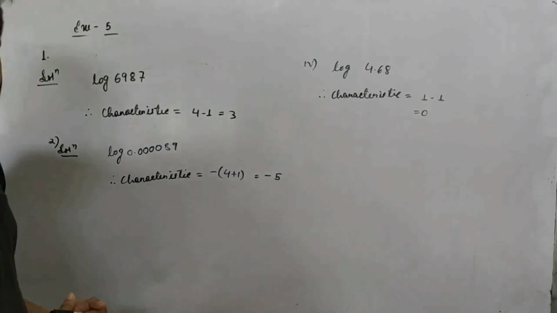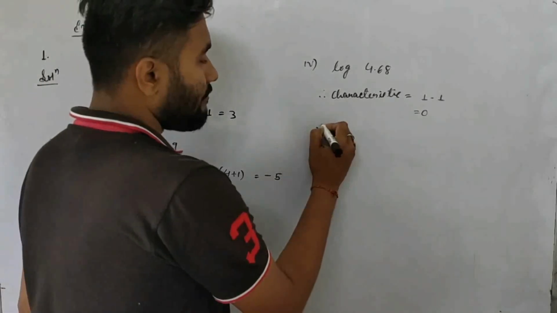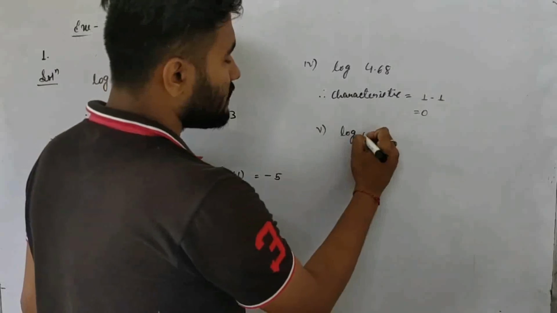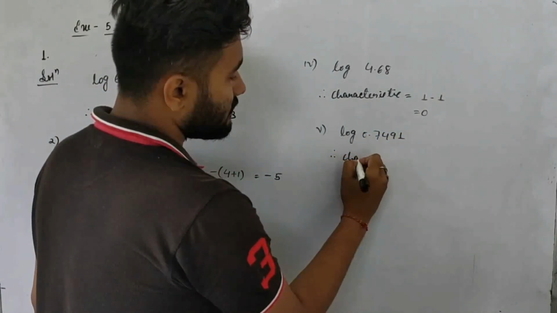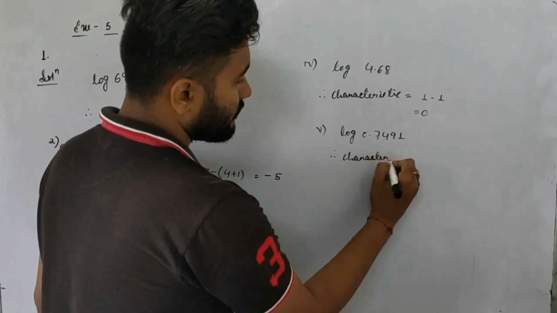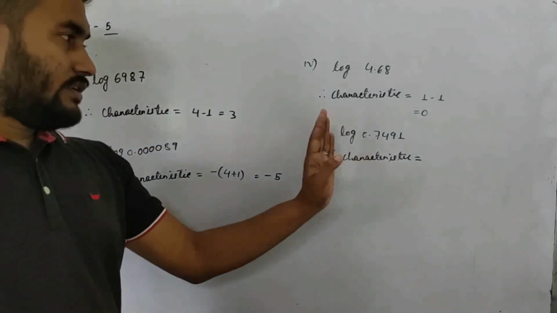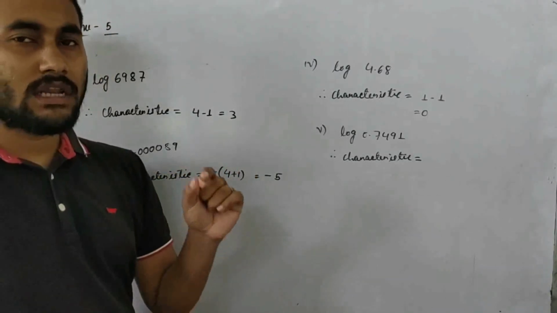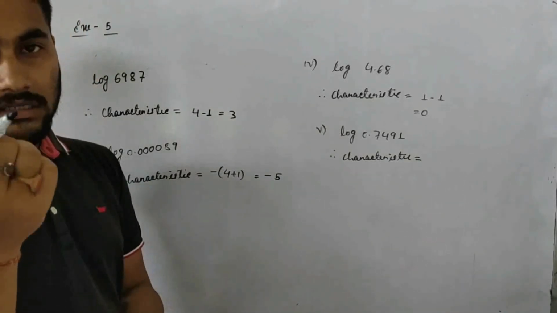Okay, the next, number 5, log of 0.7491. So therefore the characteristic will be equal to, the integral part is not there. So how many zeros are there? You see how many zeros there are. There is no 0, that means the number of zeros is also 0.